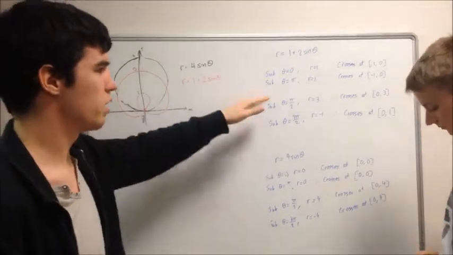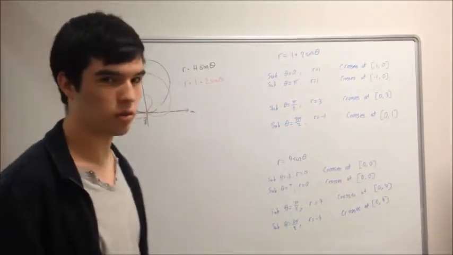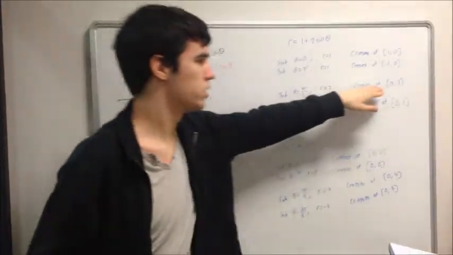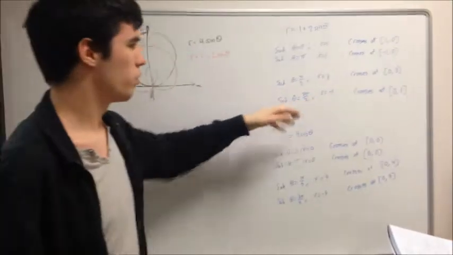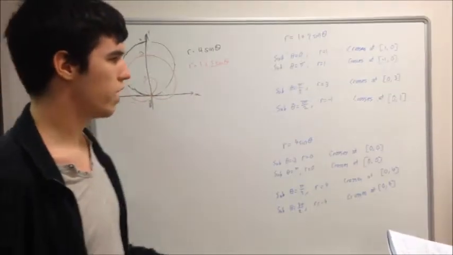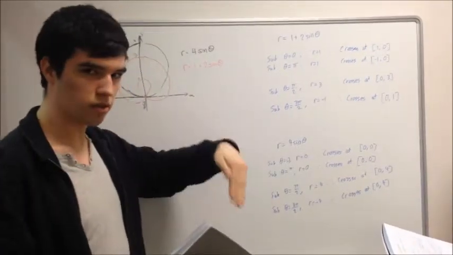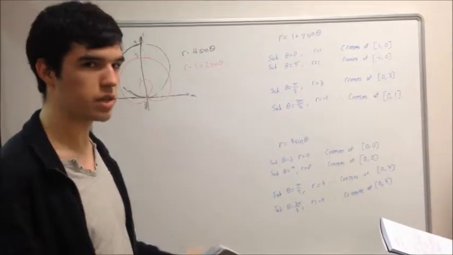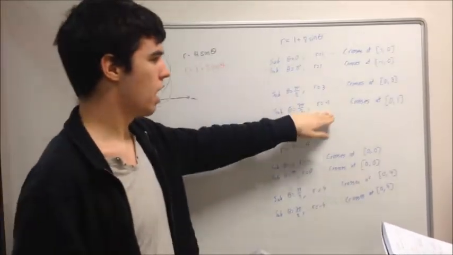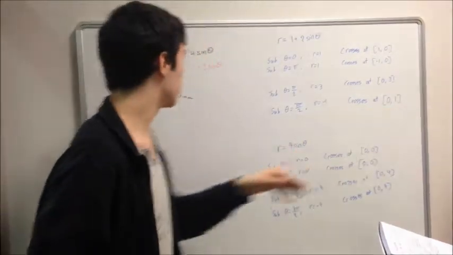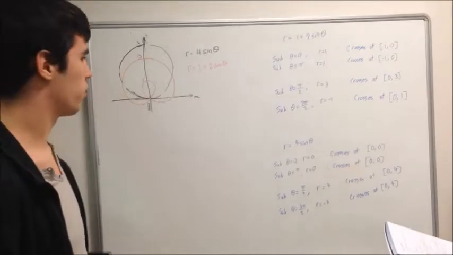We found for the first one that r equaled 3. So it's 3 in the positive y direction, so it crosses at 0 and 3. When we subbed in 3 pi on 2, we found that it was -1 in the 270 degrees, or the 3 pi on 2 direction, which means it went up 1 unit, so it crosses at 0 and 1, which coincides with our graph up here.